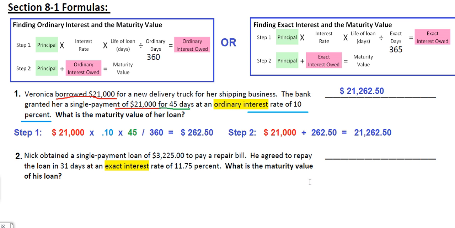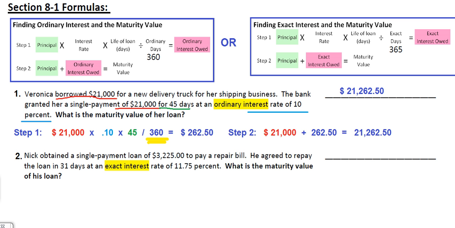Now, the reason why we used 360, and I hope people notice this, is because it's ordinary interest. So what we did was we used this set of formulas. Whenever you have ordinary interest, you use these formulas. Whenever you have exact interest, you're going to use these formulas. So you've got to be aware of that. And so, let's look at exact interest and knock this one out real quick as well.